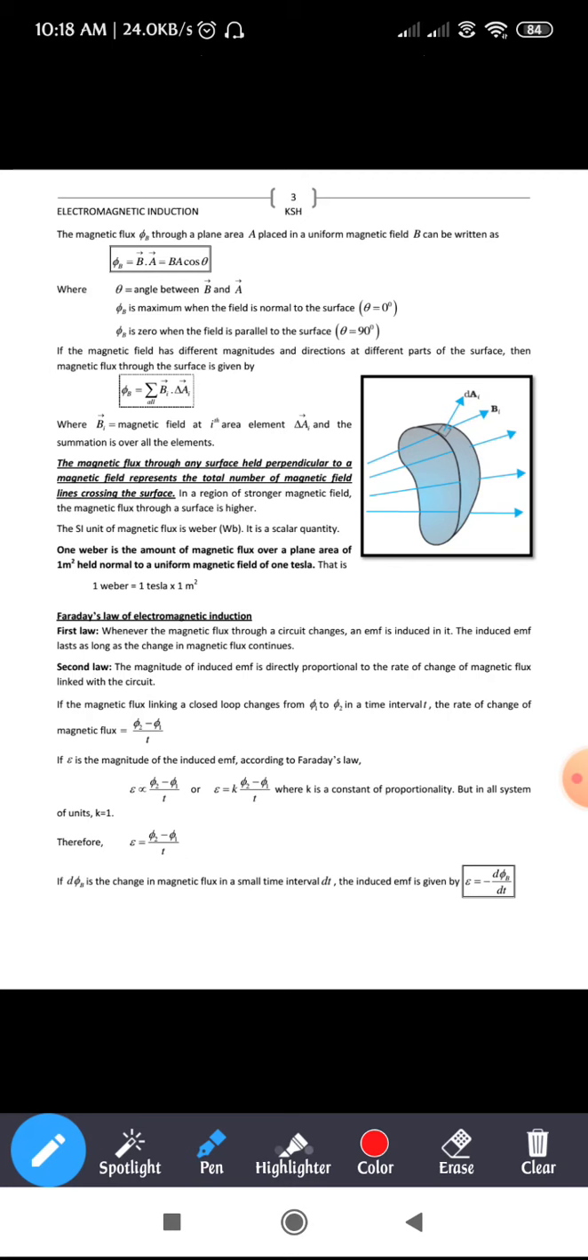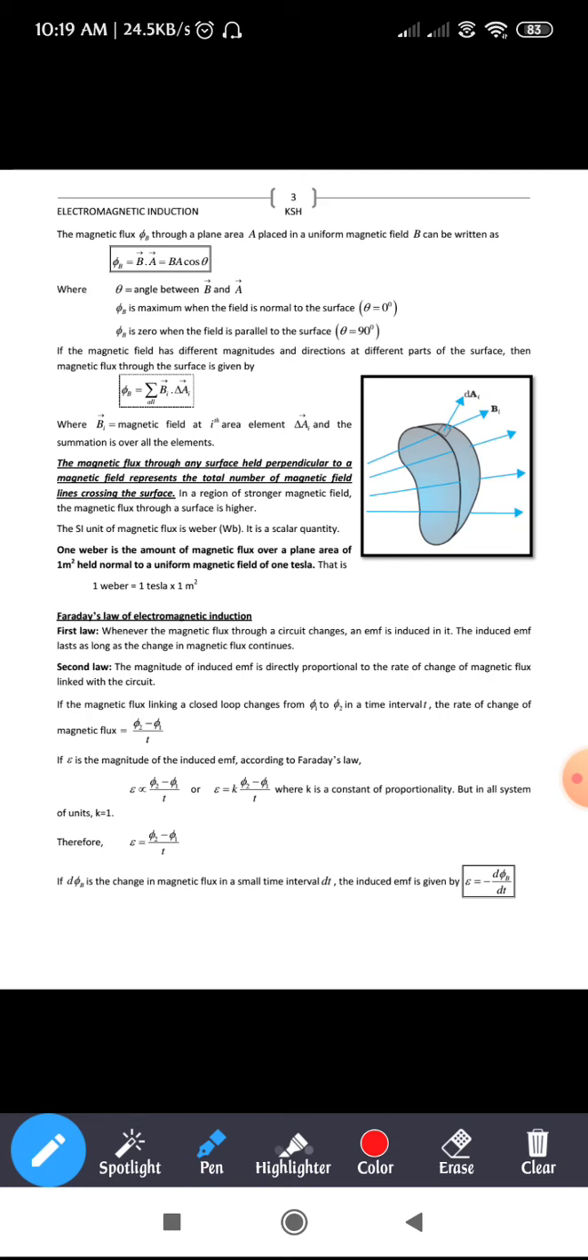The meaning of that first statement is that whenever the magnetic flux through a circuit changes, there will be an induced EMF. Voltage and EMF are almost the same, one and the same. Instead of voltage we call it EMF also. So there will be an induced EMF, and even an induced current due to that.